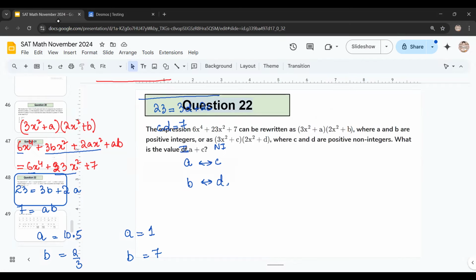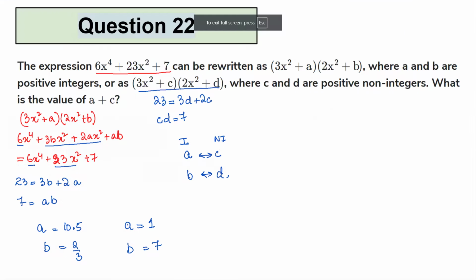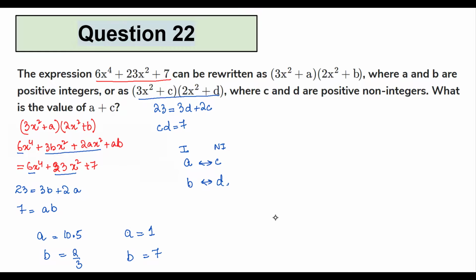Now here's the twist. Is this my A and B only? No, it's not just A and B, it's C and D. One point is AB, the other point is CD. That's the whole thing about it. C and D are non-integers, so that means this was C, not A. This was D, not B.